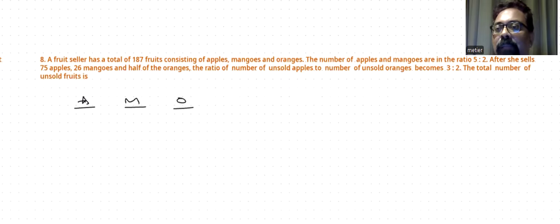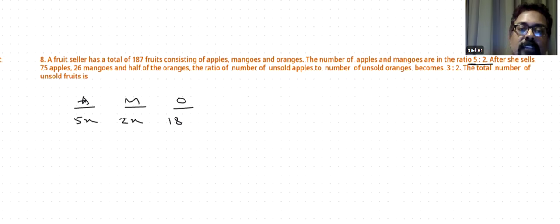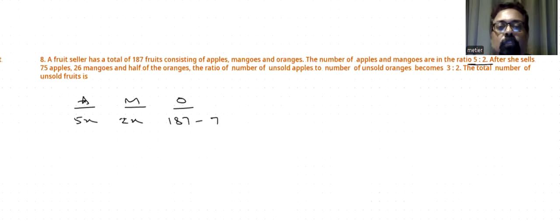Let's go with this data pickup. First data is apple mango ratio, initially 5:2. So apple 5x, mango 2x, the total 187 fruits. So the rest will be orange, 187 minus 7x. Now come to this. 75 apples are sold. I think in our previous videos, I discussed that whenever we have more data, it is better to go with a chart. A chart will give you the ideas very clearly.